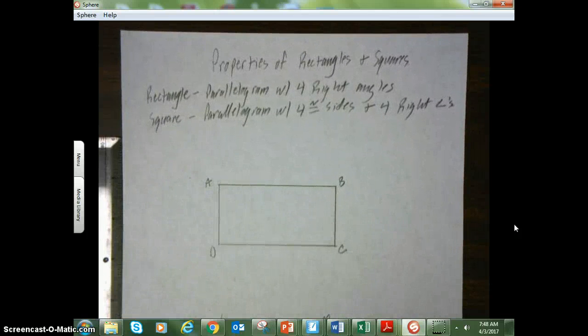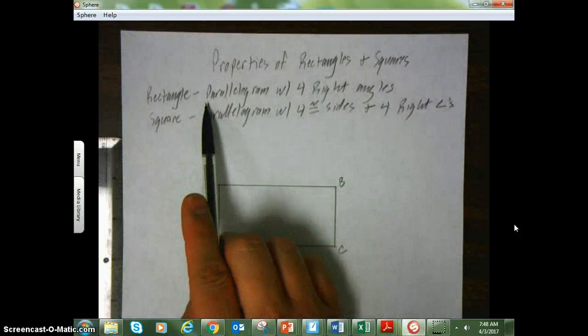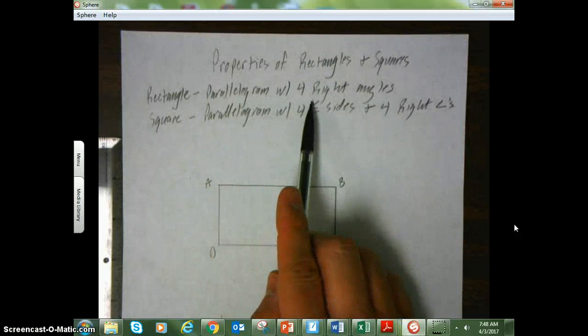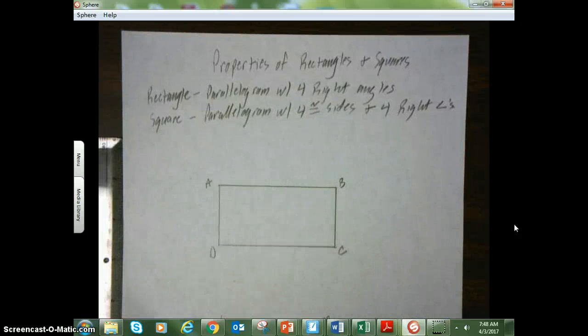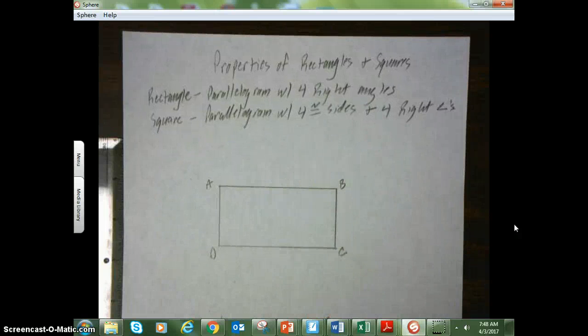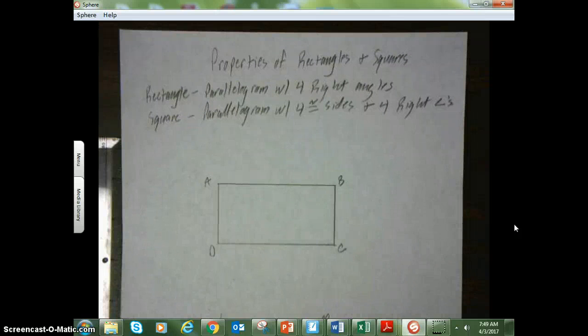If you looked them up in a high school geometry textbook, the definition of a rectangle is going to tell you that it is a parallelogram that has four right angles. And the definition of a square will be a parallelogram that has four congruent sides and four right angles. So because they're parallelograms, they have all of the characteristics of any other parallelogram. The opposite sides are congruent to each other, they're parallel to each other, and the diagonals bisect each other, the opposite angles are congruent, and the same side angles are supplementary.